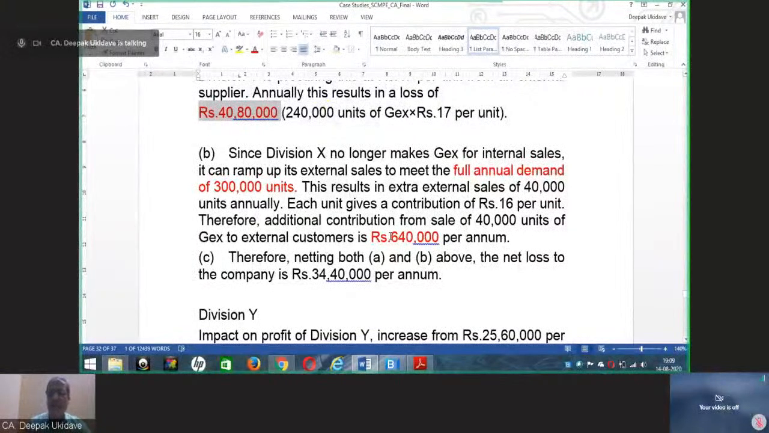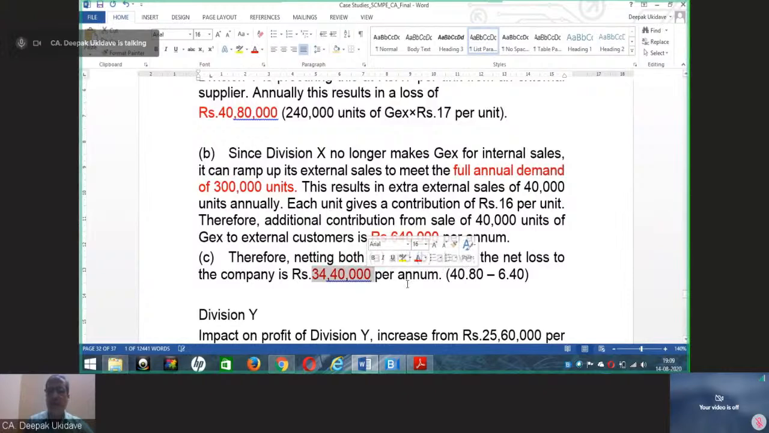And 6,40,000 is the extra profit Division X made by selling to the external customer. So 40,80,000 minus 6,40,000 gives you a net loss of 34,40,000. So I'll show this working over here. Netting is given, but still I will write 40.80 lakhs minus 6.40 lakhs. 40.80 minus 6.40 gives you a net loss of 34,40,000.